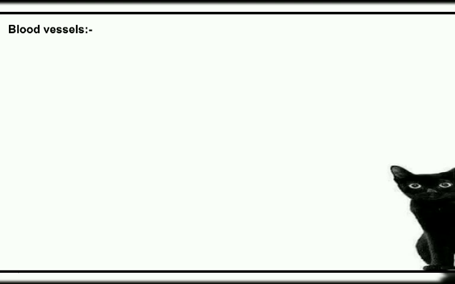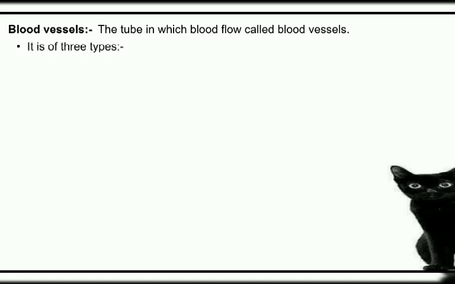Next, blood vessels. This is an important topic, because maximum one question will come from it. Blood vessels are tube-like structures in which blood flows. We all know there are two types of blood: one carrying oxygen, called oxygenated blood, and one carrying carbon dioxide, called deoxygenated blood. Here we will discuss blood vessels, the tubes in which blood flows.